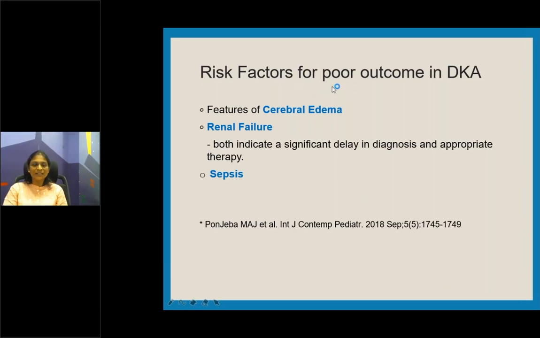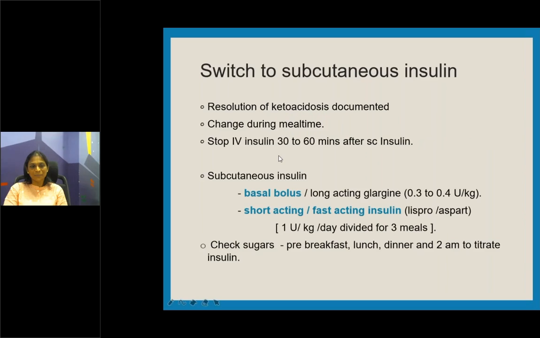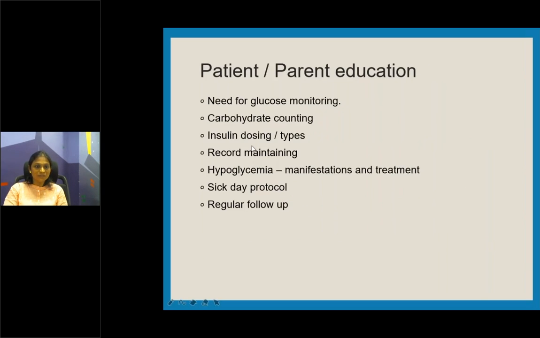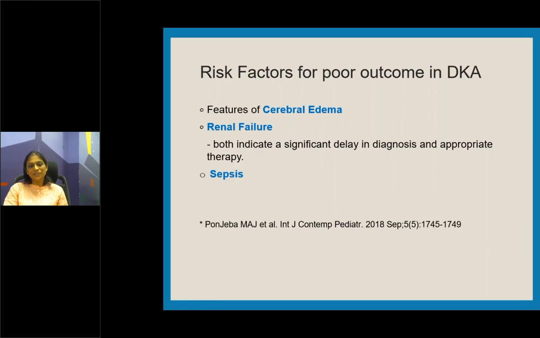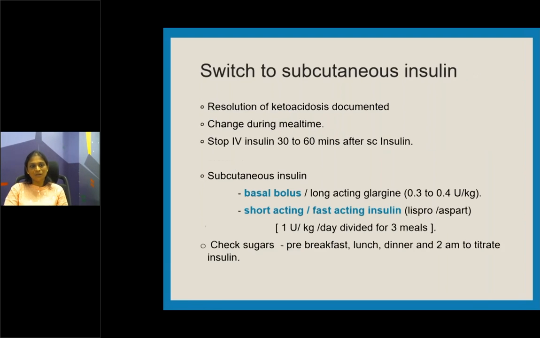Most of the children with DKA get better, they really improve, and get back to normal within 24 to 36 hours of admission. But there are a few risk factors. Having a cerebral edema at admission or during treatment, or presentation with renal failure or sepsis, they have very poor outcome in DKA. Having a cerebral edema or renal failure at admission both indicate a significant delay in diagnosis and appropriate therapy. A number of studies show these risk factors contribute to poor outcome.